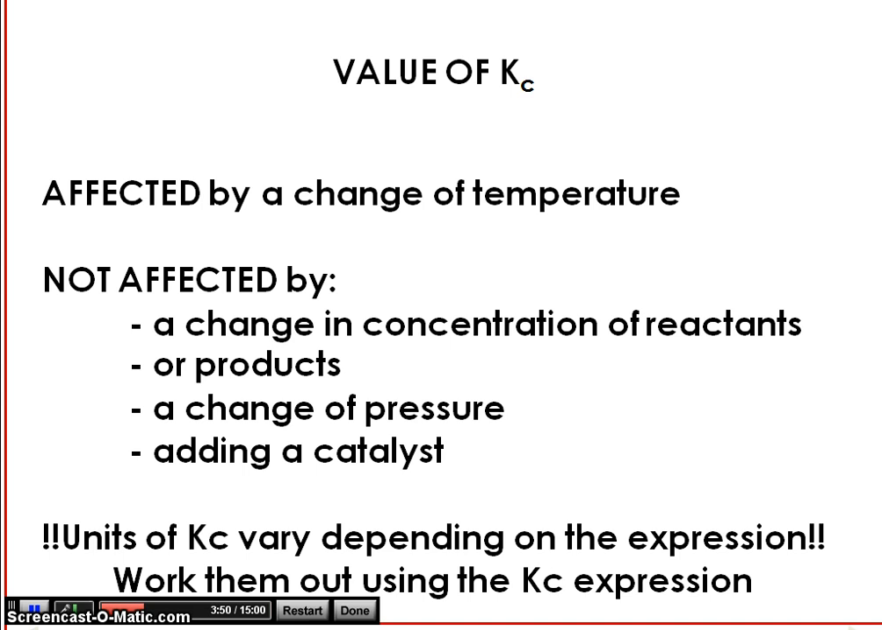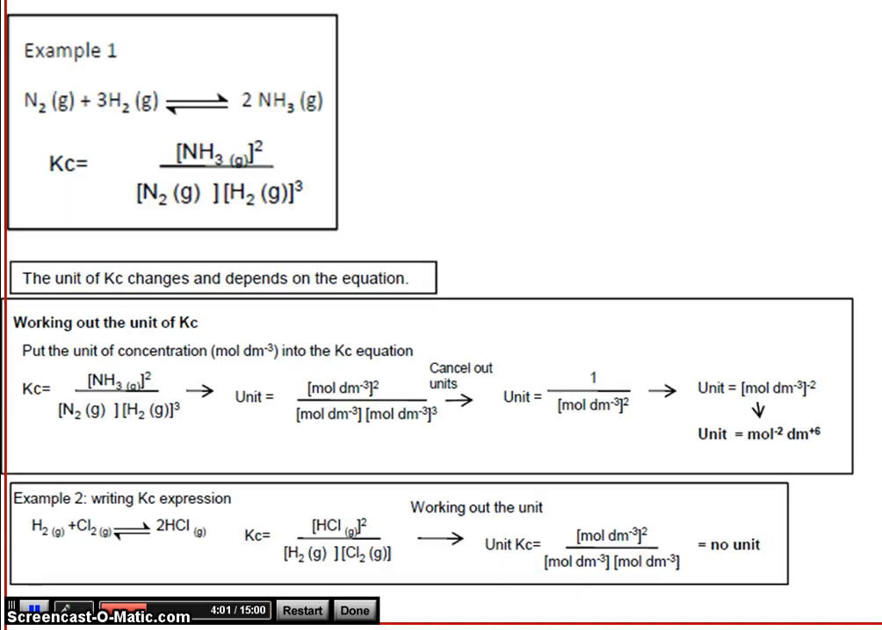Now the units of Kc vary depending on the expression, and this is a common cause of difficulty in exam questions, but you can work them out using the Kc expression. So I'll talk you through two examples here. In the first example, you've got nitrogen reacting with hydrogen to give ammonia, which of course is our Haber process that we know and love from GCSE chemistry.